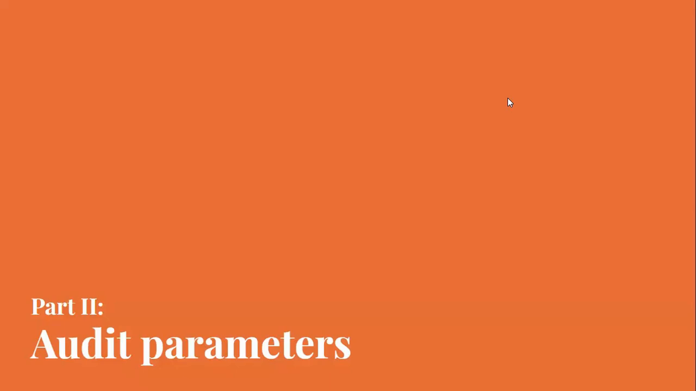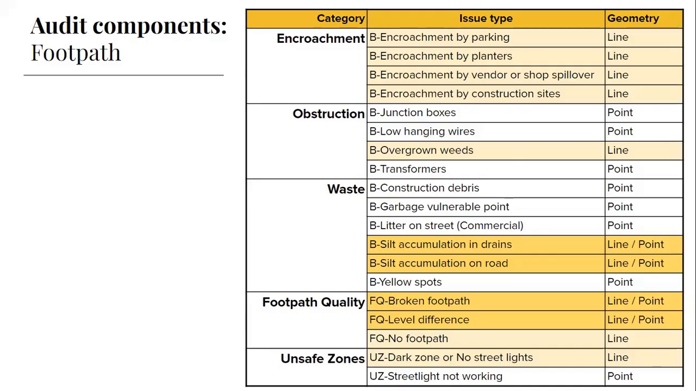Okay. I'm going to move ahead into explaining the audit parameters. We've spent quite a lot of time coming up with what parameters can be influenced and how they can be linked to different solutions. We have arrived at parameters under 5 different categories. This is for footpaths. We also have junctions that we are doing, which is also a very critical aspect of being able to walk comfortably and safely.